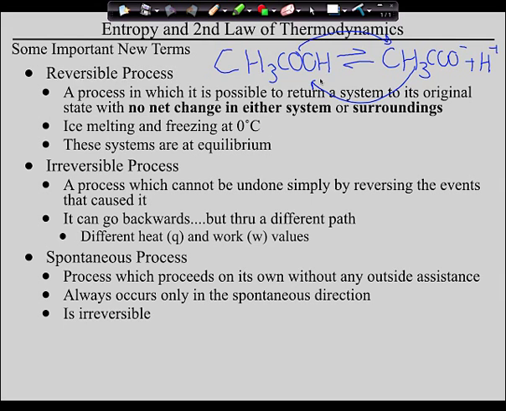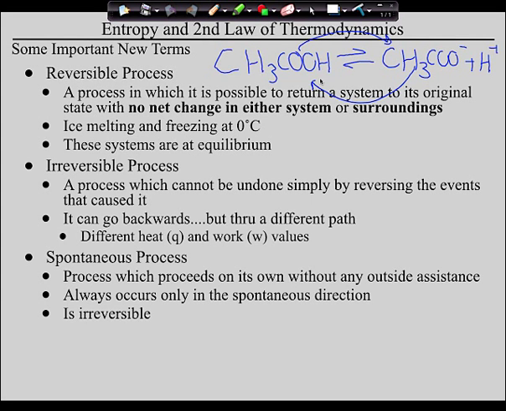It could be nitrogen and hydrogen forming ammonia. It could be anything that's at equilibrium. Go ahead. Yes, so any weak acid in water is understood. Let me say it this way: the protonation of any weak acid in water is understood to be a reversible process. Yeah, great connection. Yeah, go ahead.